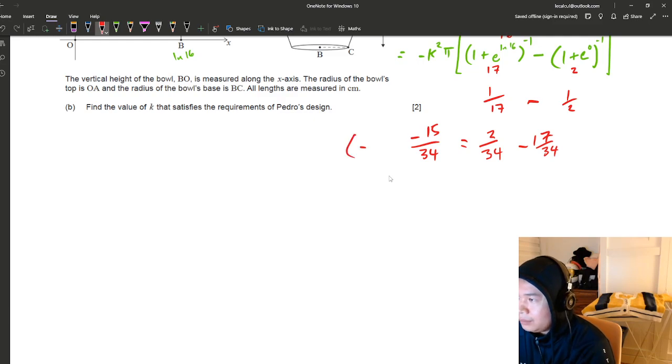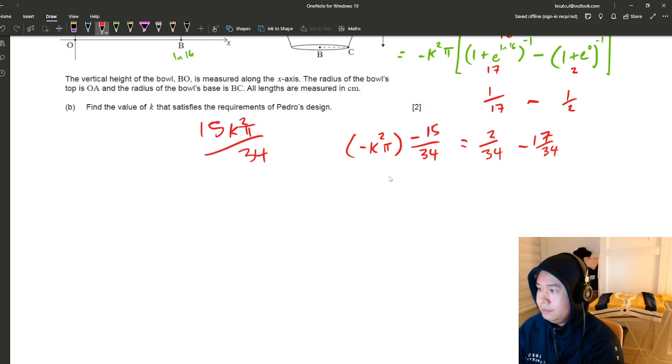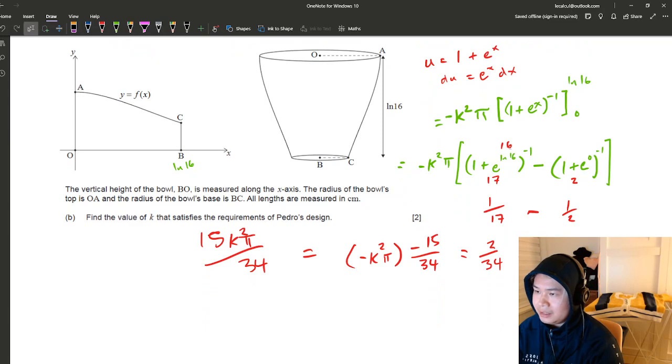And then if we multiply that by negative k squared times pi, you get your answer. The k squared, the 15, the pi, and the over 34. Right? E to the power natural log 16 is just 16. 16 plus 1 is 17. Take the reciprocal, 1 over 17. This is 1, that's 2. Reciprocal is 1 over 2. It's a little bit of fraction math. So that whole big bracket right here is negative 15 over 34 multiplied by this. You get that. Okay, easy.